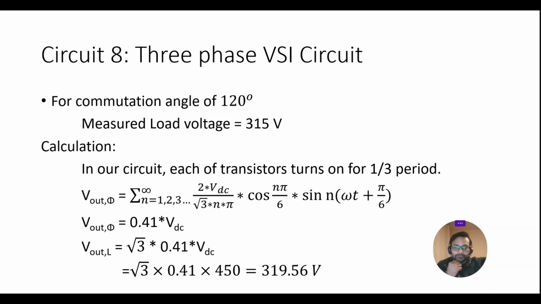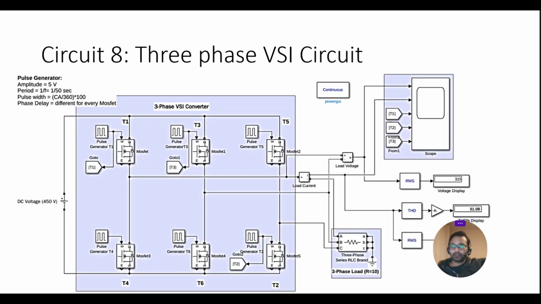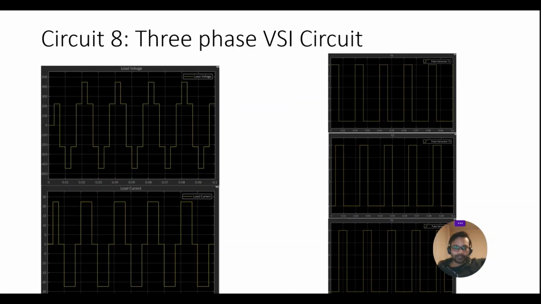Now coming back to the slides, for 120-degree commutation angle, the measured load voltage was 315 volts. Okay, and if we do the calculation using these formulas, the output voltage was coming out to be 319. Okay, so this is the circuit, and these are the waveforms which we have observed.